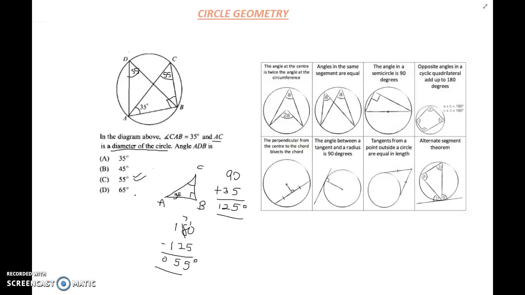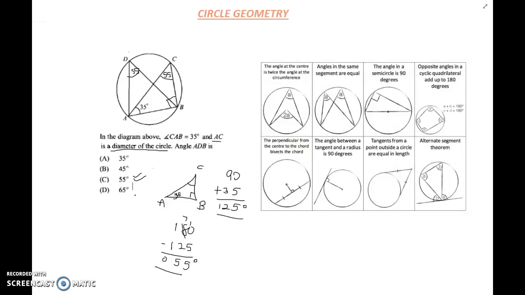So first we needed to know the rule with the diameter, the semicircle. Remember, when you have a diameter, it forms 2 semicircles, one semicircle and another semicircle. So that rule with the 90 degrees, the diameter, the semicircle. And then we have another rule with the segment: angles in the same segment are equal.